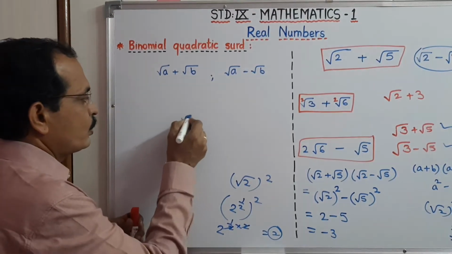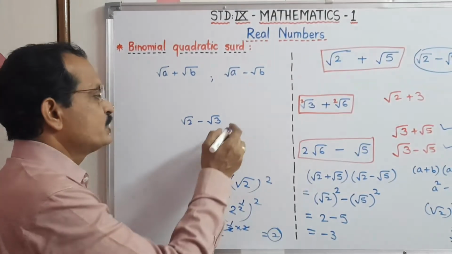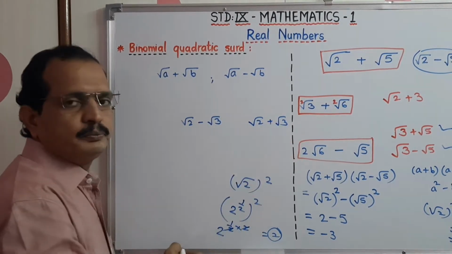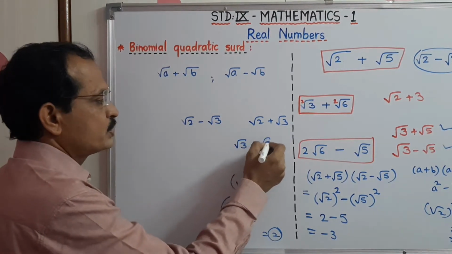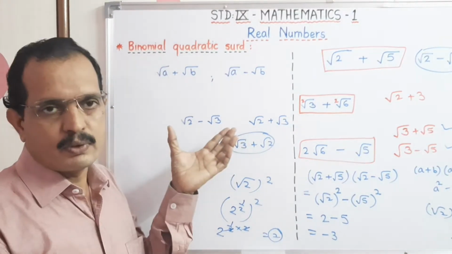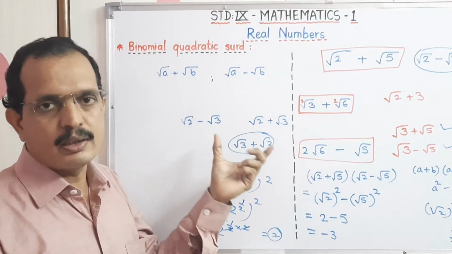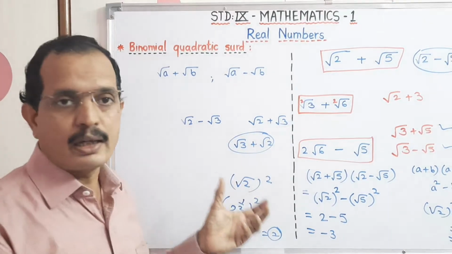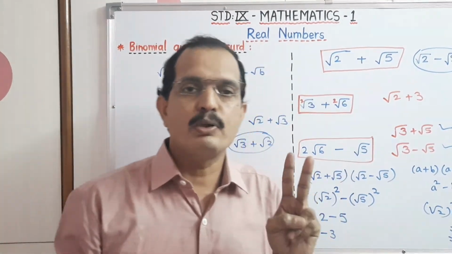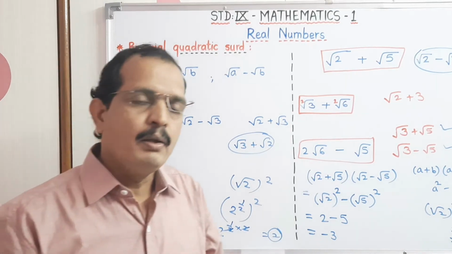Suppose I write here root 2 minus root 3. Can anyone tell me the conjugate pair of this? The conjugate pair of this will be, we have to change the sign, root 2 plus root 3. Got it? Or we can write root 3 plus root 2. This is also a conjugate pair of this. It doesn't make any difference. We have to change the sign. And one more thing, the product of a conjugate pair is a rational number. Dear student, by using this property, that if we multiply binomial quadratic surds the product is a rational number, we can solve the sums.